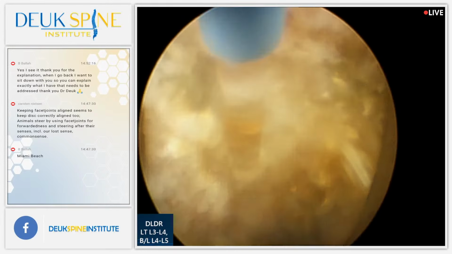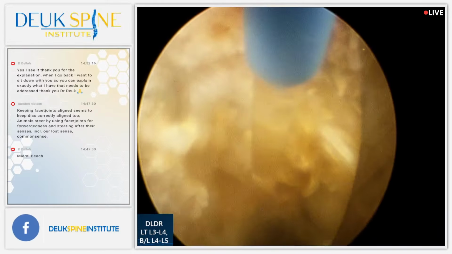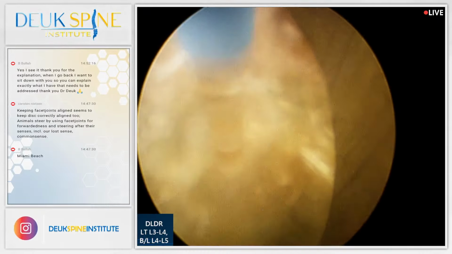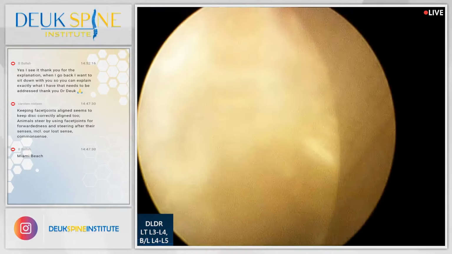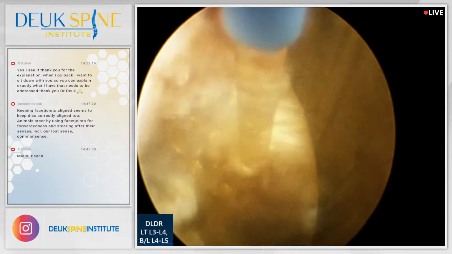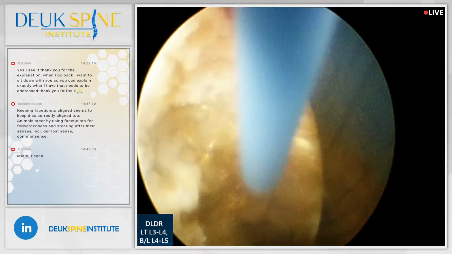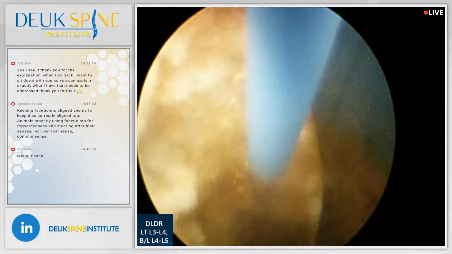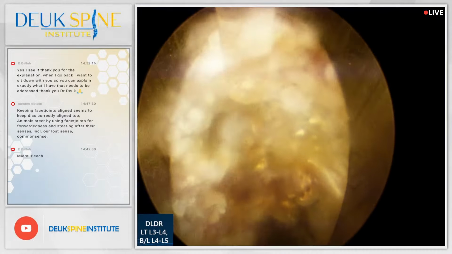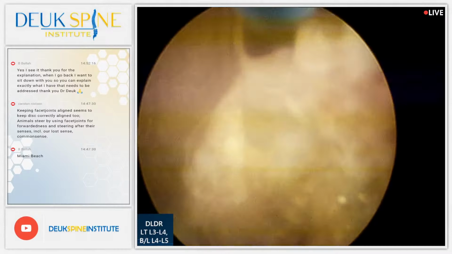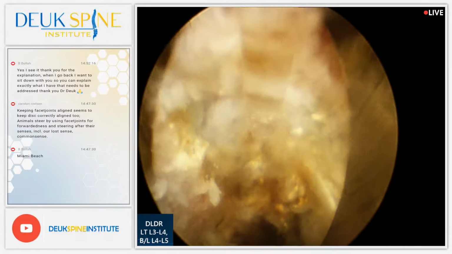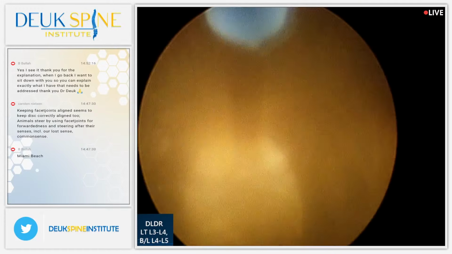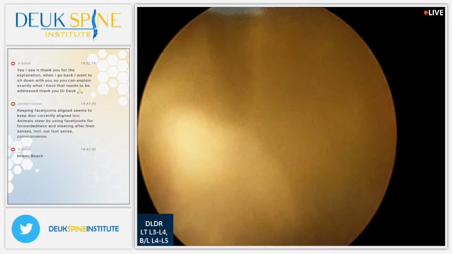Next is a comment, I believe, coming from Karsten once more on YouTube, saying, keeping facet joints aligned seems to keep the disc correctly aligned too. Animals steer by using facet joints for forwardness and steering after their senses, including our lost sense, which is common sense. Ha! I love that. Good job.